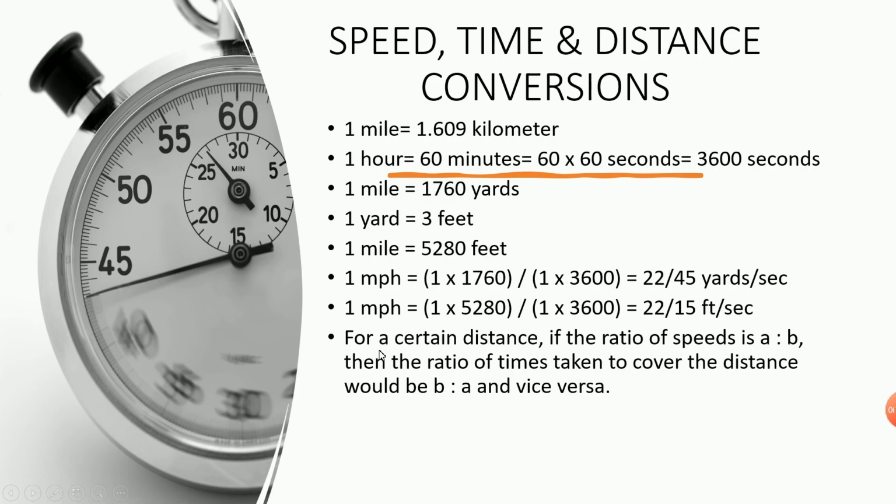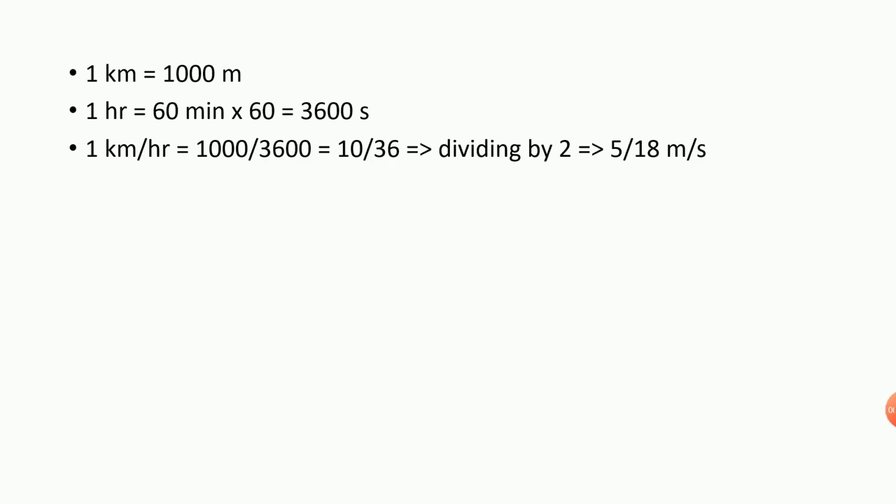So here they have given a sentence: for a certain distance, if the ratio of speeds is A is to B, then the ratio of times taken to cover the distance would be B is to A. So speed and time are inversely related. Speed A is to B means time would be B is to A, and vice versa. If time is A is to B, then speed would be B is to A. That's in the conversion. So everything is interchangeable.